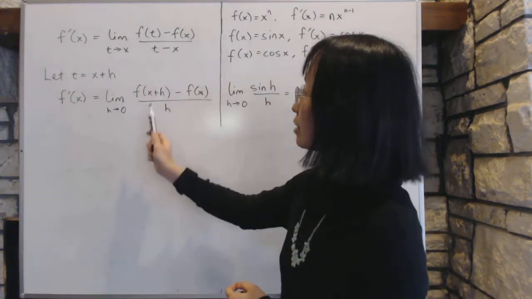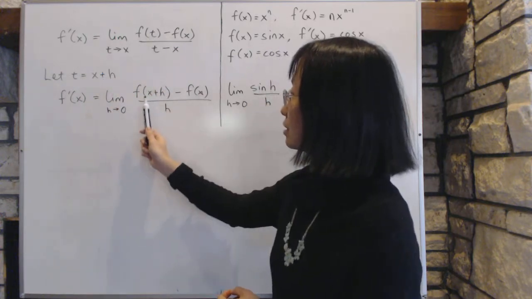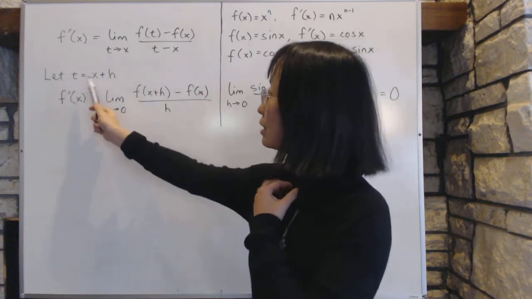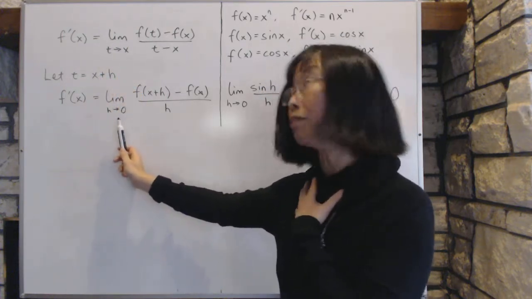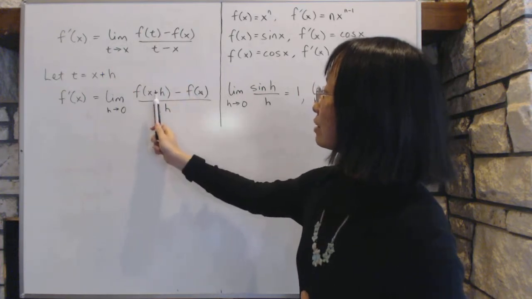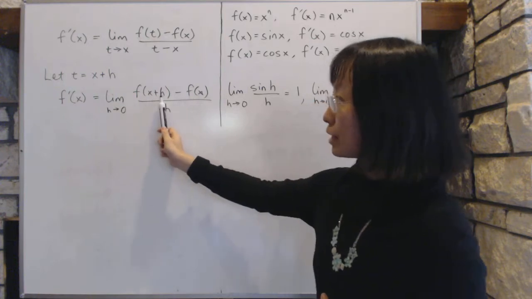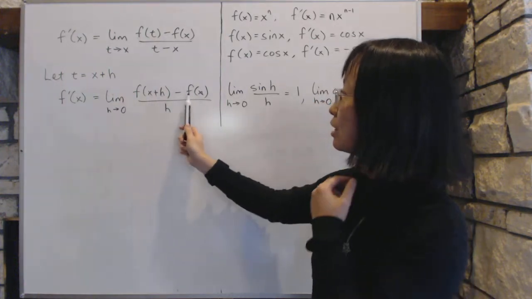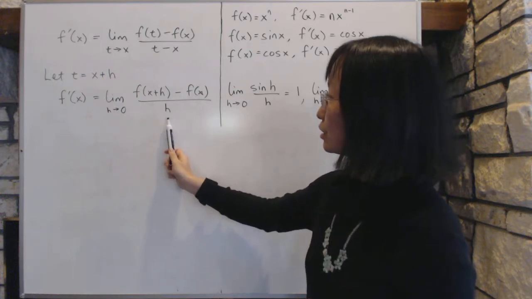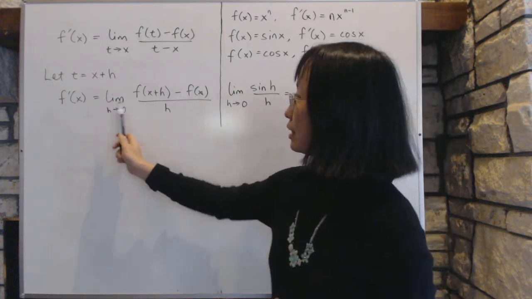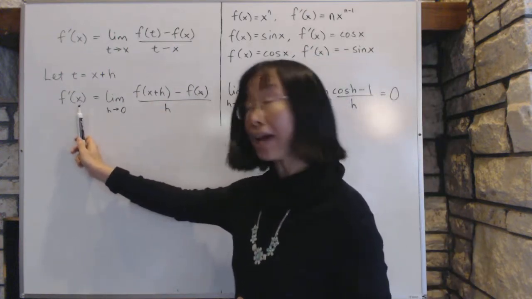Now, another way of saying this is that if we let t equal x plus h and plug it in here, t goes to x is the same as saying h is going to 0. Then you plug in t as x plus h and you get f(x plus h) minus f(x) over h, since t minus x is just h. As h approaches 0, if this limit exists, then f is said to have a derivative at x.